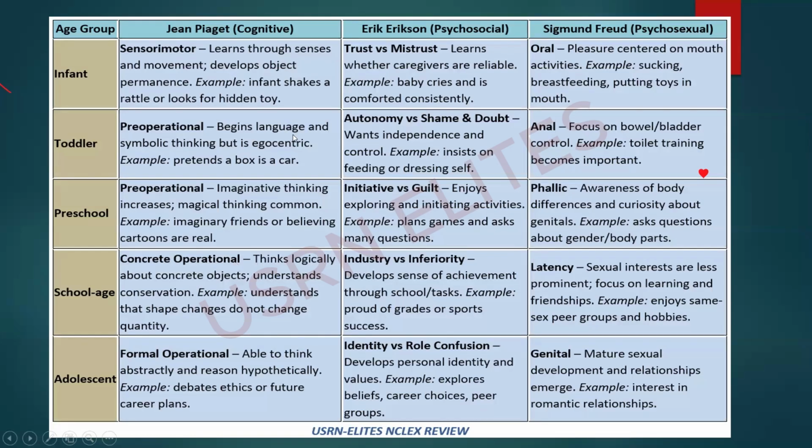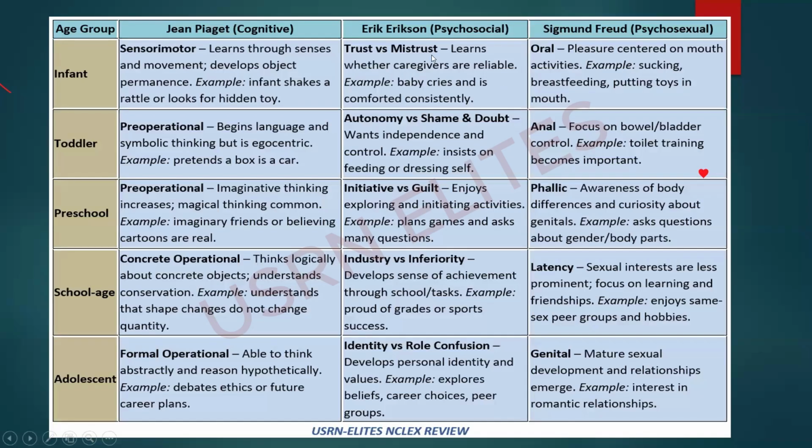Now the last aspect is Freud's psychosexual theory. The first is the oral stage, where pleasure is centered on mouth activities. Anything they get hold of, they want to put it in their mouth.